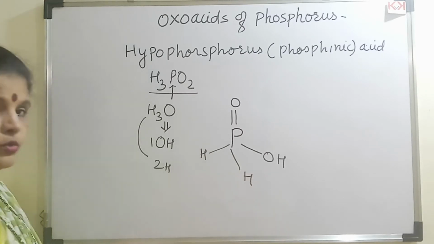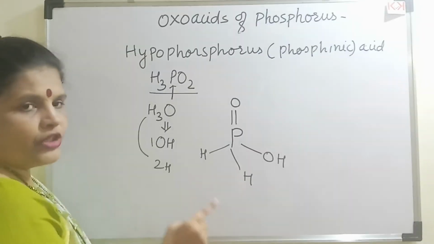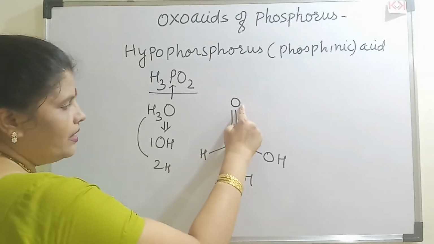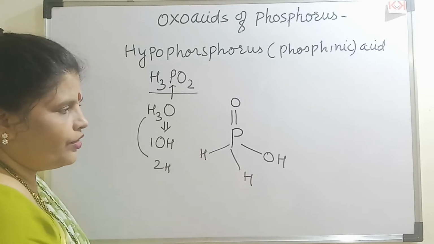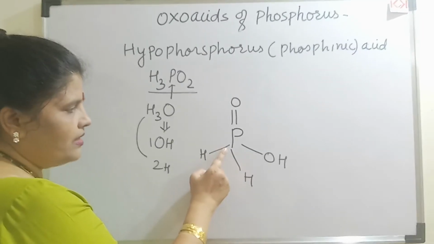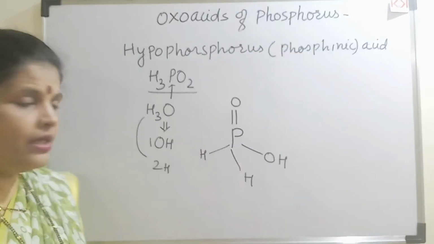So what are the rules, student? First you will write the central atom. Then you will attach a double bond oxygen to it. Then remaining you form maximum number of OH molecules and you attach that to the phosphorus, and then remaining hydrogens you attach to the phosphorus.